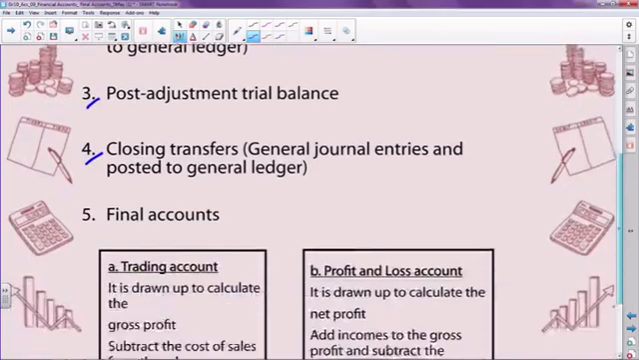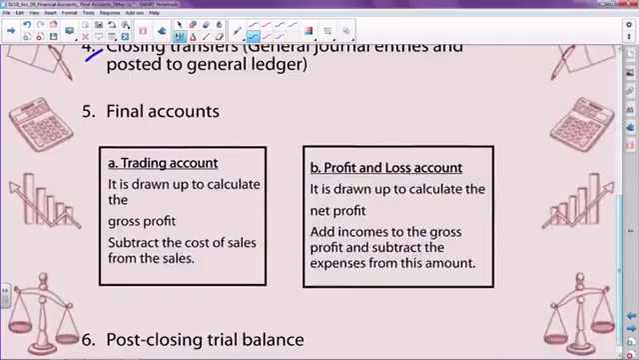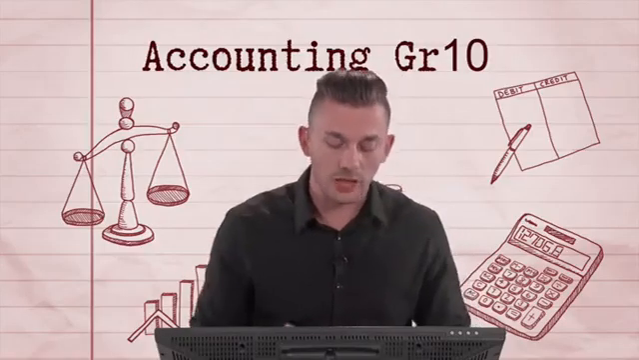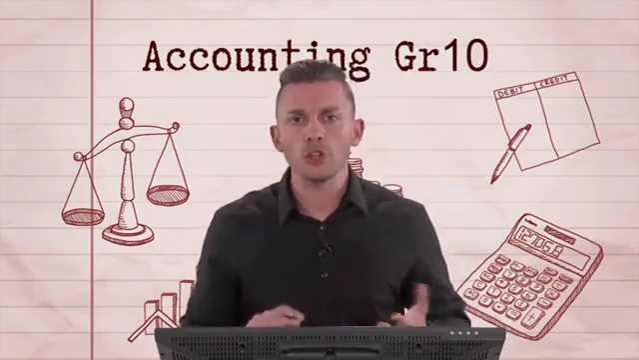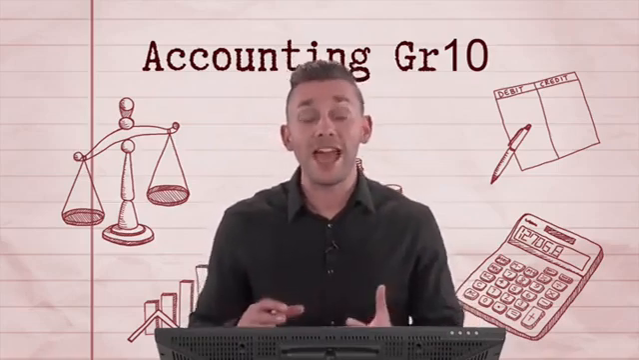And then the very last thing we look at is your post-closing trial balance, and that means all the nominals are closed off and we only have the assets and liabilities and the capital. Remember, the capital, the money the owner contributed and his profits, that will be left at the end of the year. Now, let's quickly just touch on the final accounts again.